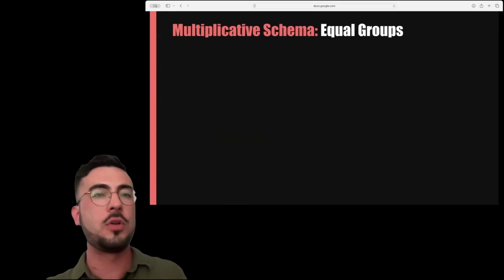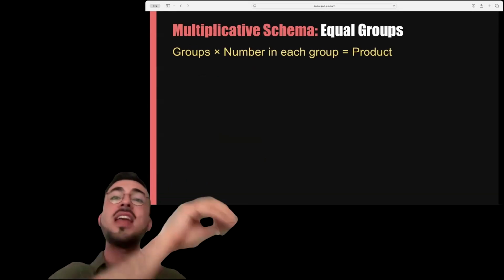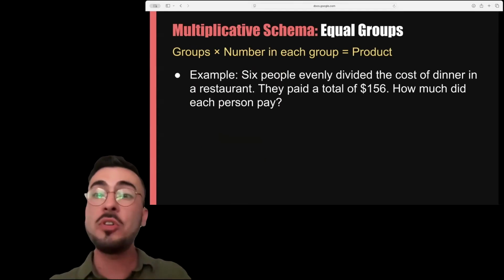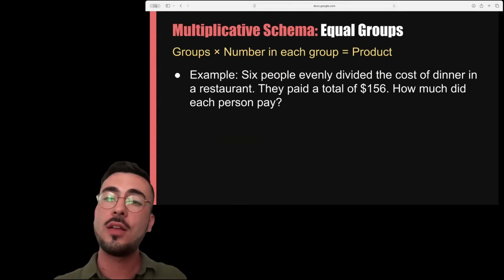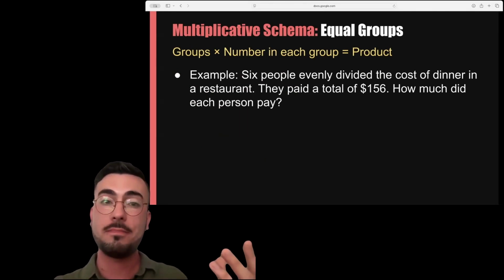So here's an example with equal groups. You have groups with an equal number in each group, and that equals your product. So example, 6 people evenly divided the cost of dinner in a restaurant. They paid a total of $156. How much did each person pay?